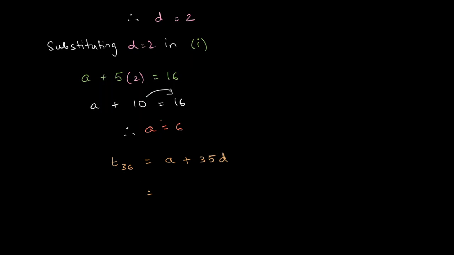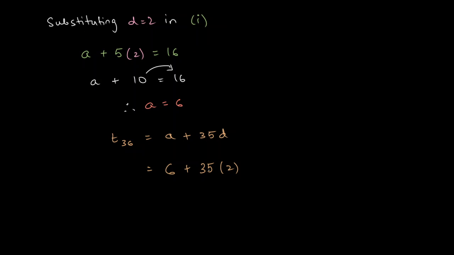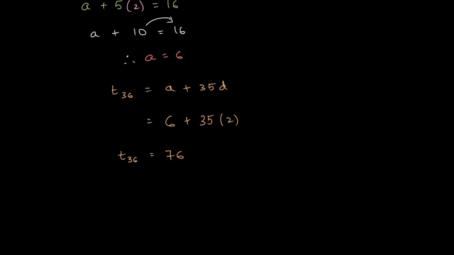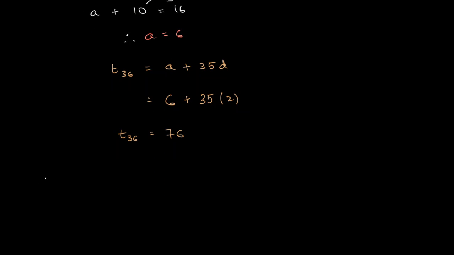So this is equal to A, we know is 6, plus 35 into D, we know D is 2, right? So I get the value of T36 as 35 into 2 is 70. 70 plus 6 is 76. Alright, so there is your final answer, the 36th term. Right, so let's write a final answer. Therefore, the 36th term is 76. This is a final answer. Put this in our answer rectangle.